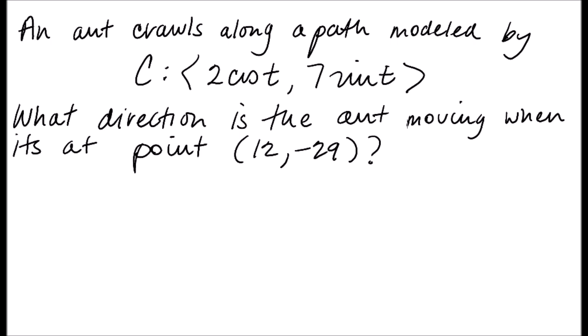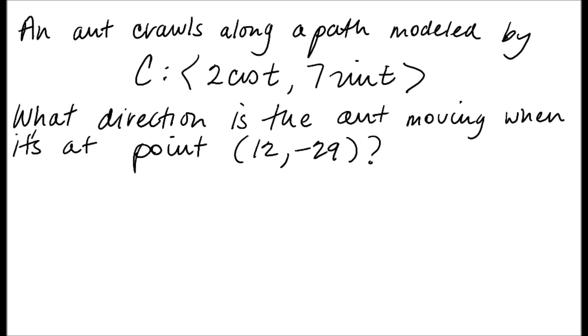The next example I've got for you is getting a little towards the particle motion stuff, but we've got an ant crawling along a path modeled by 2 cosine t and 7 sine t. So it's going to be an elliptical path, I'll just tell you. And what direction is the ant moving when it's at point (12, -29)? Okay, so we've got x is 12, y is negative 29.